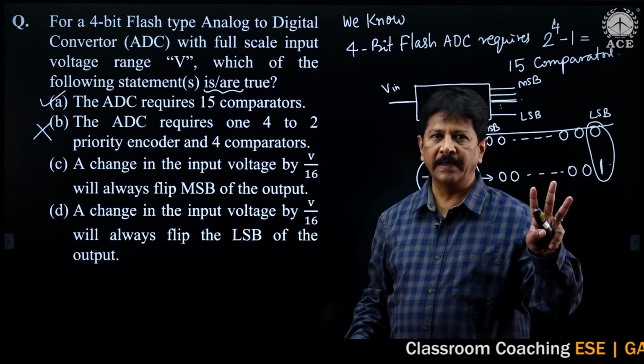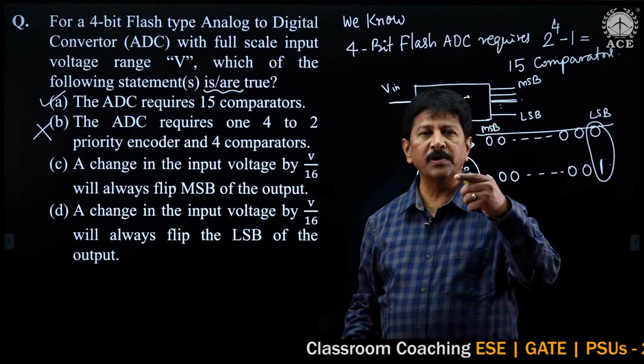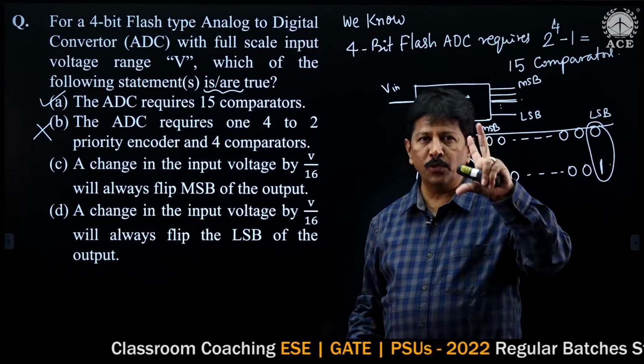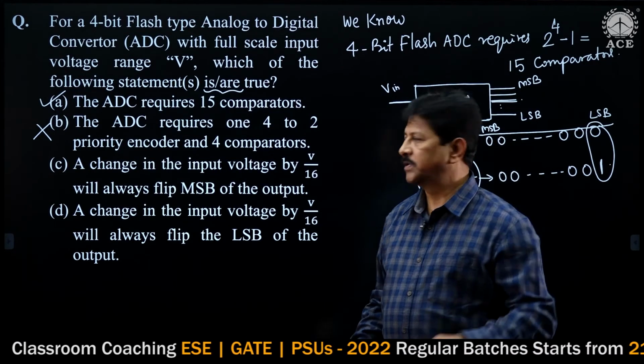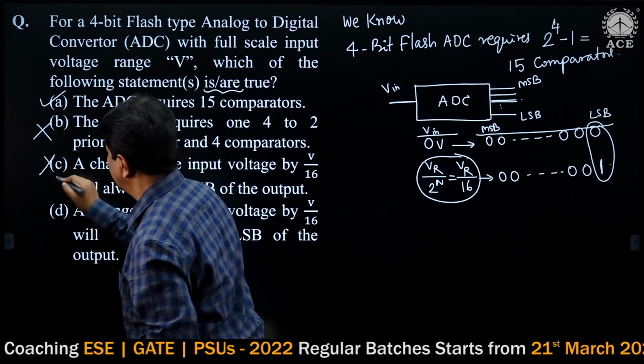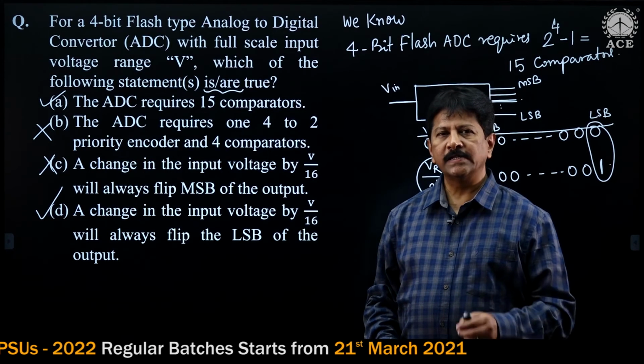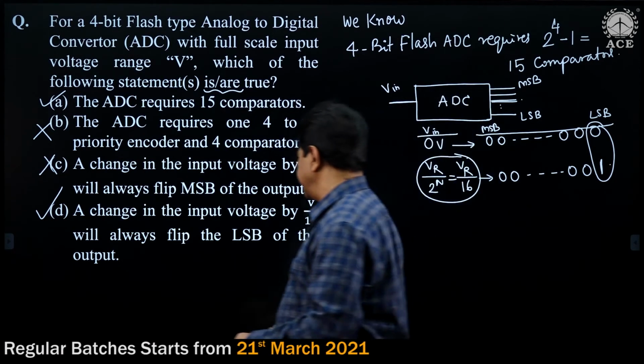but not the MSB. For the MSB to change, we require a voltage change of V by 2. So this is incorrect and this one is the correct one. So the correct answer to this question is that options A and D are correct.